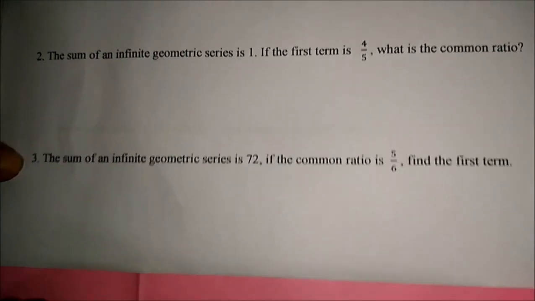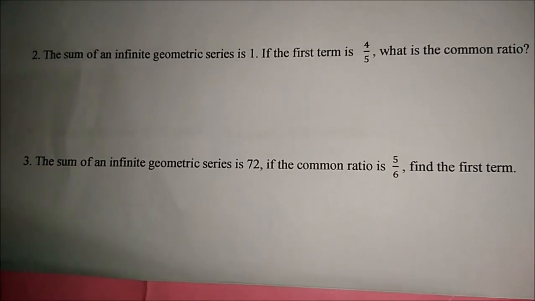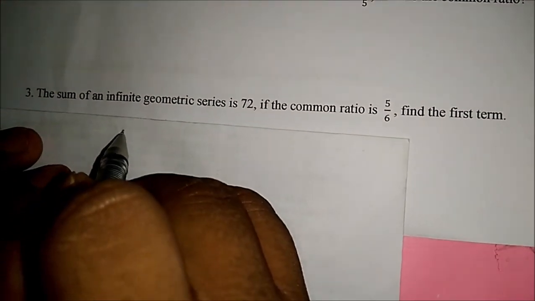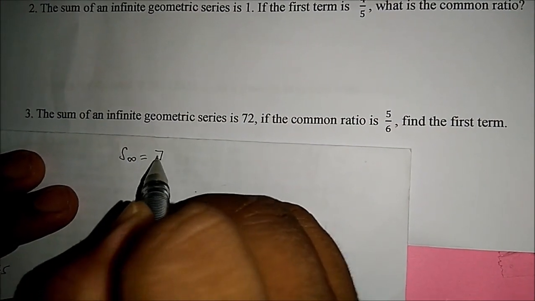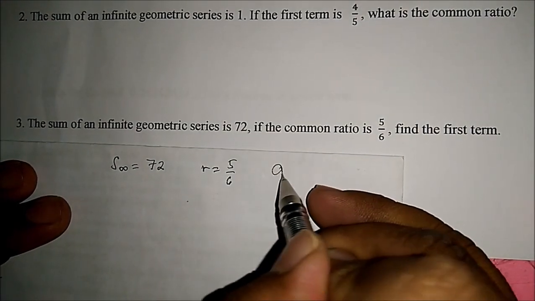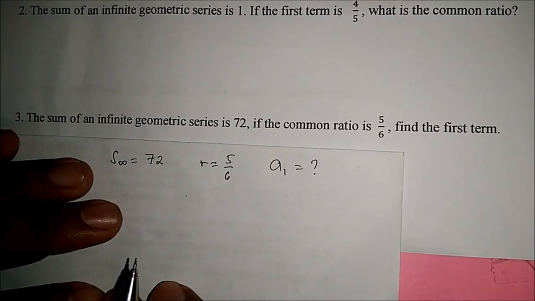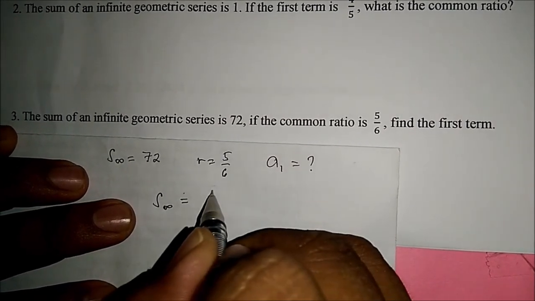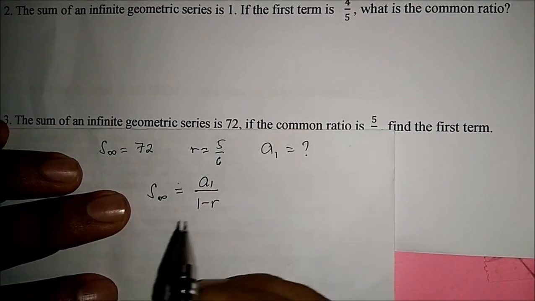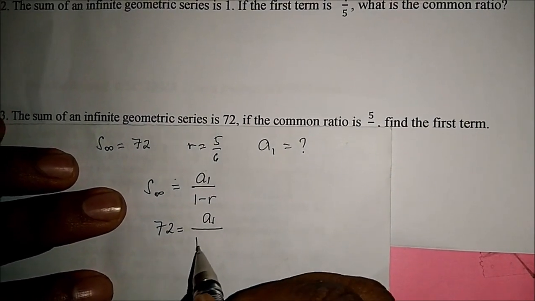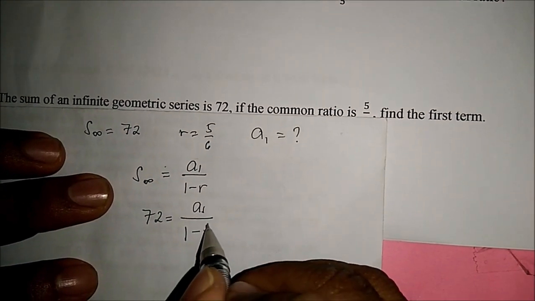Now, let us try to answer number 3. In number 3, the sum of an infinite geometric series is 72. Let's write the given. The sum up to infinity is 72, and the common ratio r is 5 over 6. We want to determine the first term. Since this is the sum up to infinity, we shall use the formula s up to infinity equals a sub 1 over 1 minus r. So, 72 is equal to our first term, which is missing, over 1 minus the common ratio, 5 over 6.